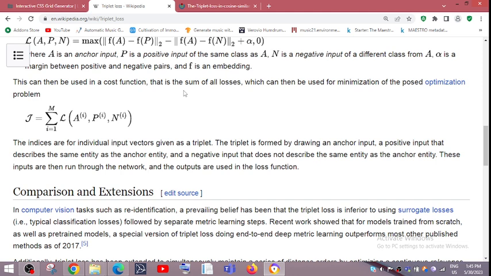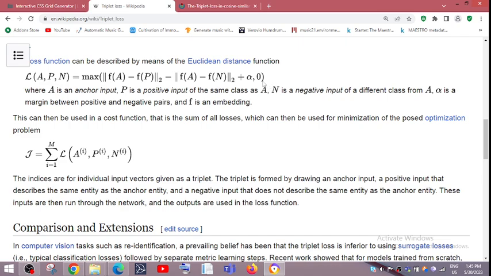Simply, this can be used as the cost function, that is the sum of all the losses, which can be minimized for the optimization problem. We have to minimize this loss function, which is calculated by this equation.